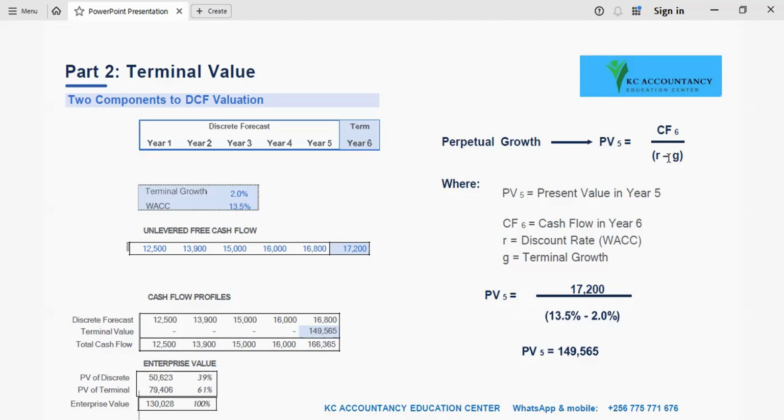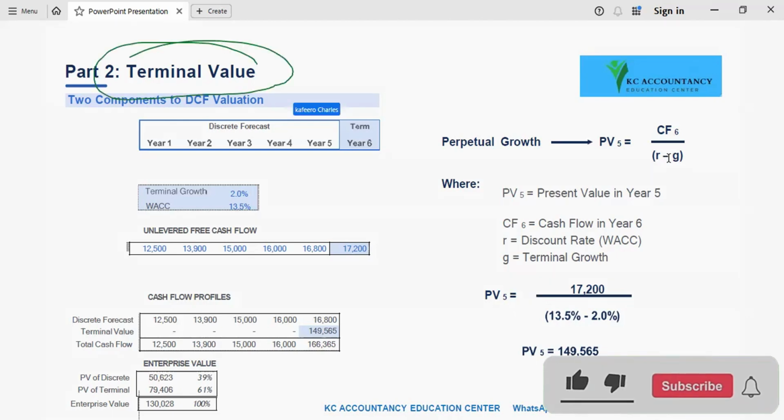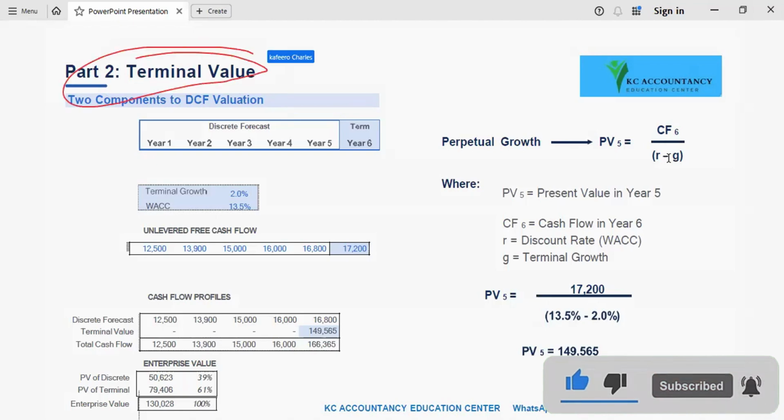Hello viewers, let's now focus in on the second part of valuation, which is the terminal value. That's our second part, terminal value. Let's focus on that terminal value.